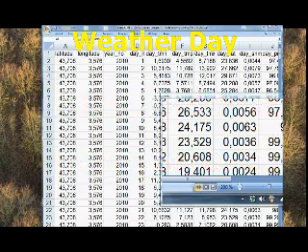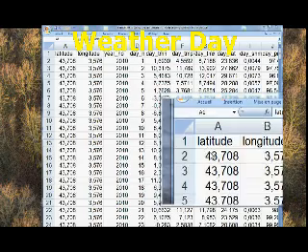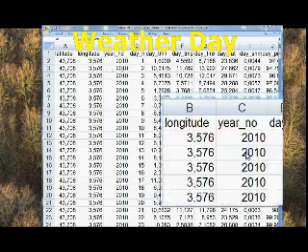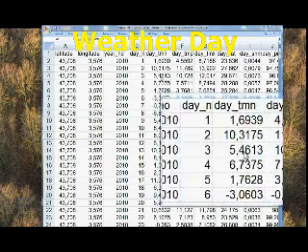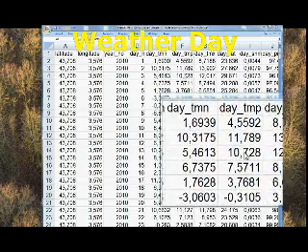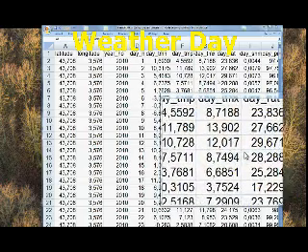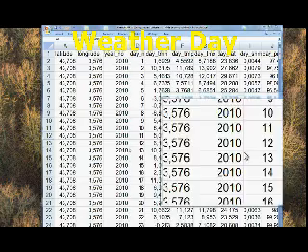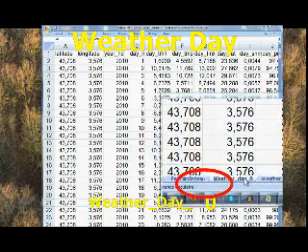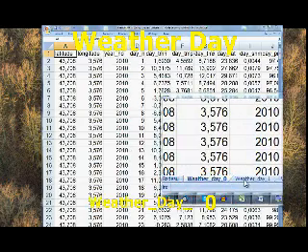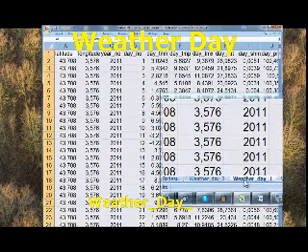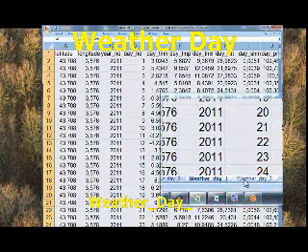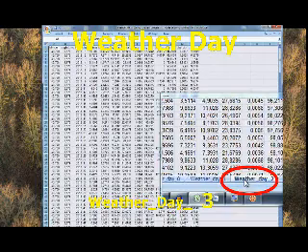Here we have a daily weather sheet. As you can see, we have the latitude, the longitude, the year number, and the day number, and the temperature, the minimum, maximum, and solar radiation. Down below we have the names, weather day 0, weather day 1, weather day 2, and this can continue off into infinity.